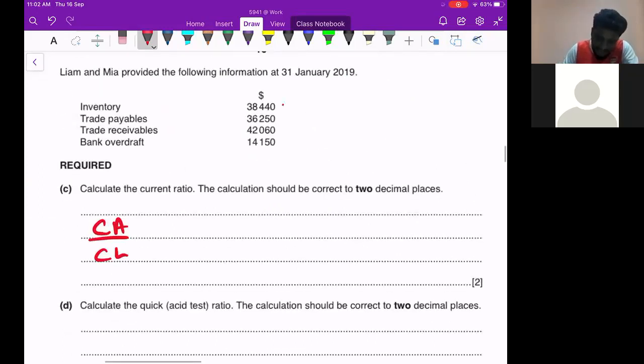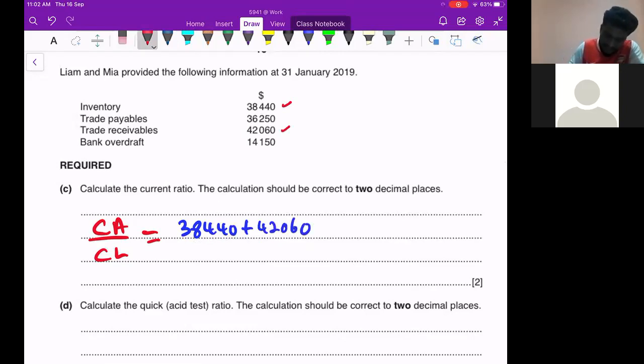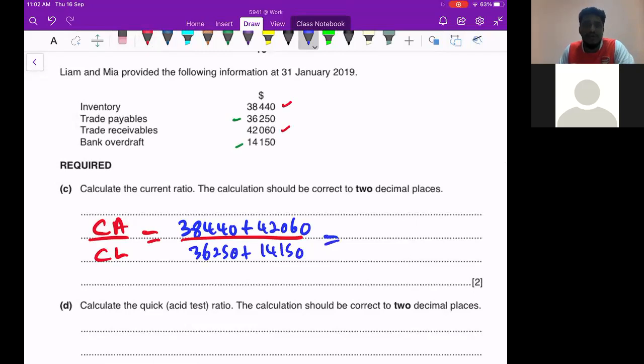So how much is your current asset? This is my current asset. So my current asset is 38,440 plus 42,060 over my current liability. My current liability is this one: 36,250 plus 14,150. So you solve this, you'll get the answer. Open bracket 38,440 plus 42,060 close bracket, divide by open bracket 36,250 plus 14,150. I get 1.59. It's actually 1.60 ratio to 1. Don't forget to put the ratio.